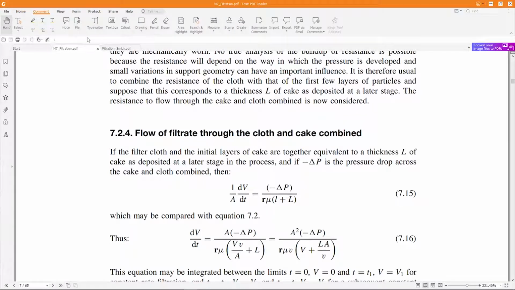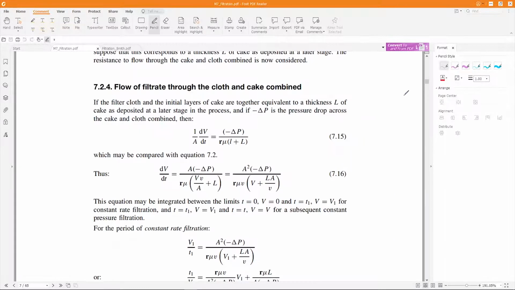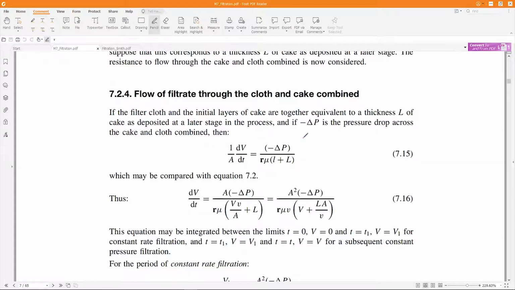So this is the general equation, right? Since we have cloth and cake combined, we have to take the total pressure drop, delta P, through the cloth as well as the cake. So this is the general equation.